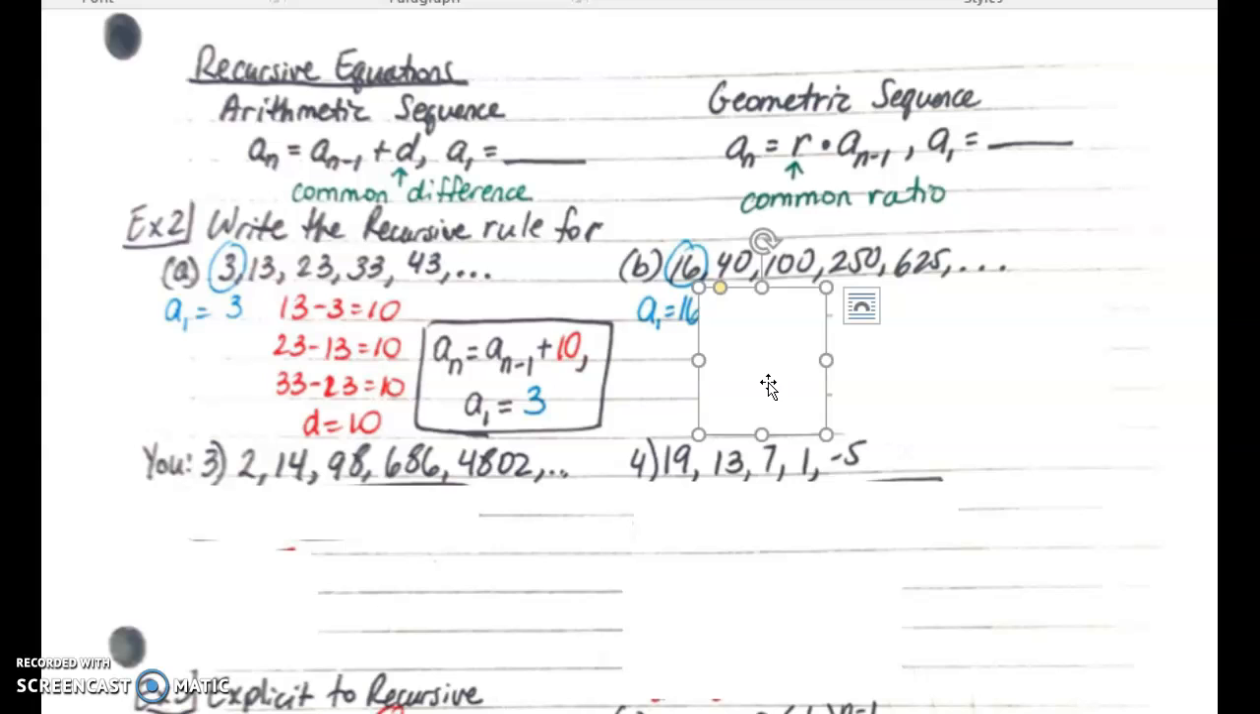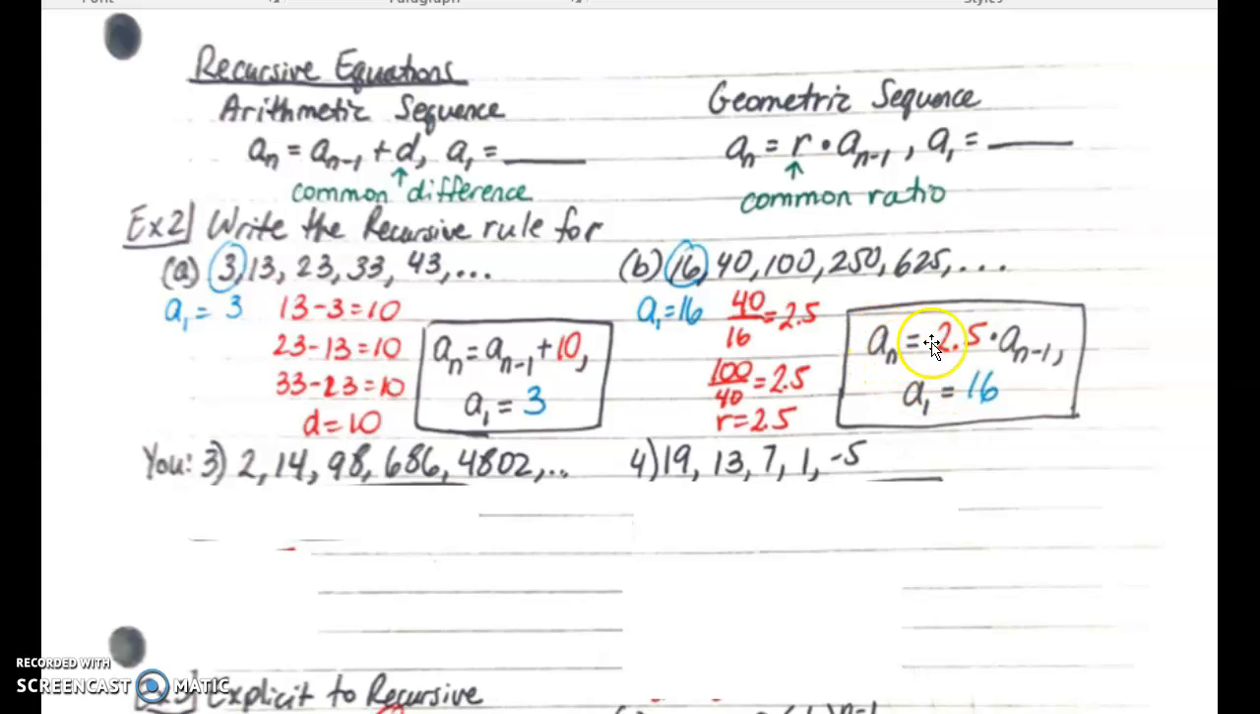So we'll do 40 over 16 and see what that brings us. So 40 over 16 is 2.5. 100 over 40 is 2.5. 250 over 100 would be 2.5. So our common ratio here would be 2.5. So then, since we have a common ratio, we have a geometric sequence here. So we're going to have a sub n is equal to our common ratio 2.5 times a sub n minus 1.